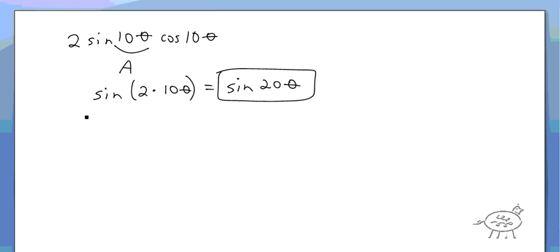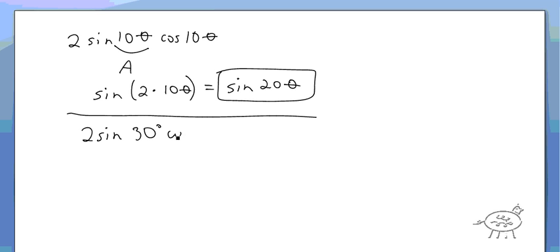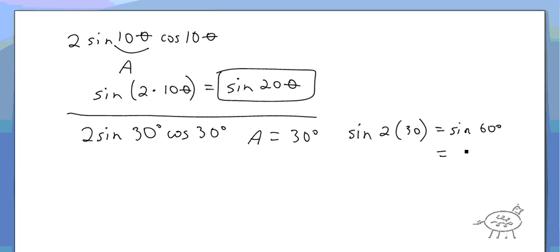Okay, let's try another one. 2 sine of 30 degrees cosine of 30 degrees. Once again, double angle. What is the value of A? A is 30 degrees. So that's the same thing as sine of 2 times 30, which is the sine of 60, which is root 3 over 2.